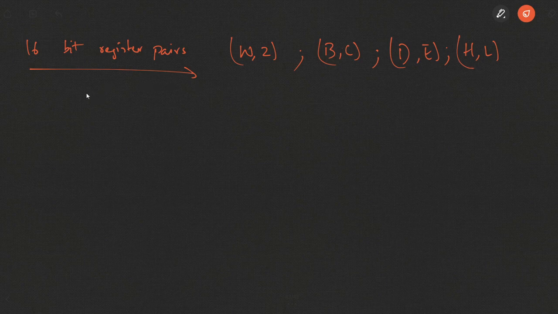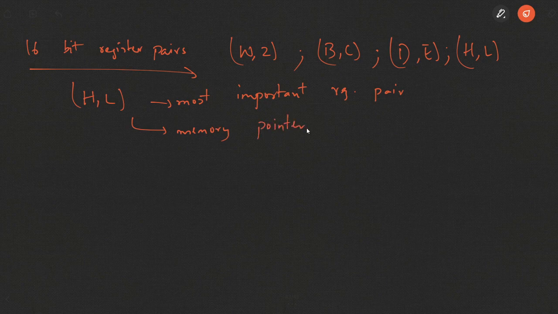Among these, HL is one of the most important register pairs. It's more frequently used, and it also serves as a memory pointer, which we'll be discussing later while discussing instructions. Fine, so a number of instructions will actually be based upon the HL register pair.